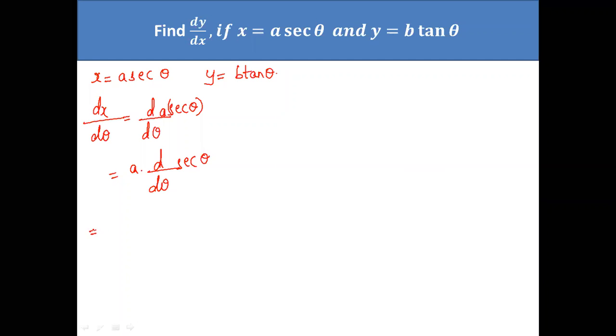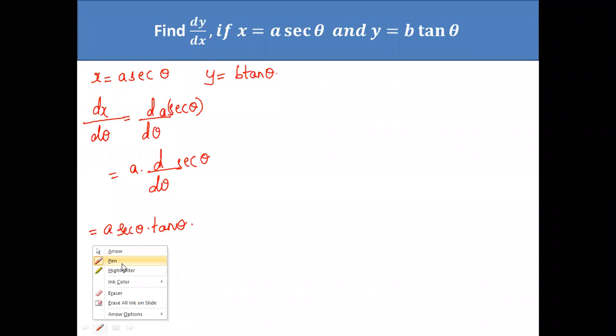Okay, so that is a into the derivative of secant theta. What is the derivative? It is secant theta tan theta. Good, Elvina. The derivative of secant theta is secant theta into tan theta.